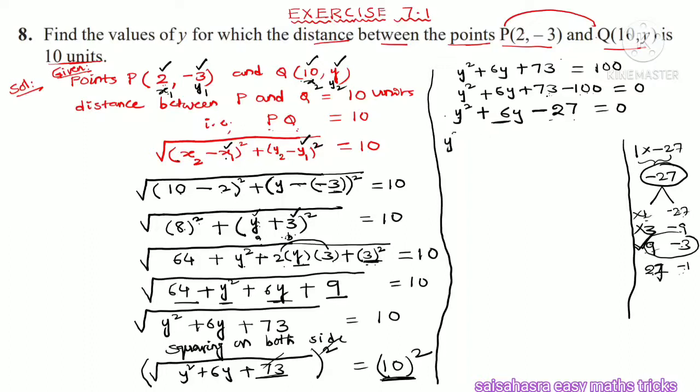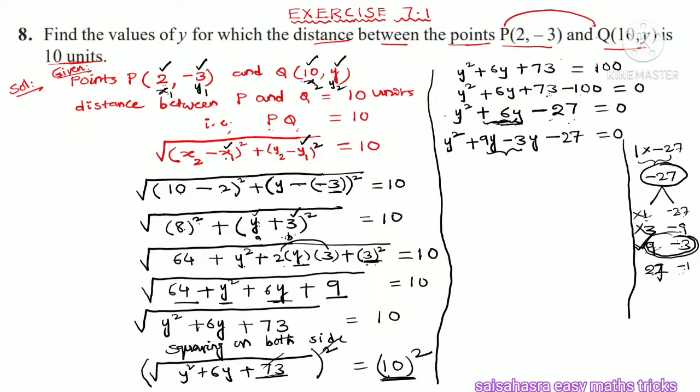First term as it is, last term minus 27 also as it is, equal to 0 as it is. Just the middle term we have to split. Instead of plus 6y we can write 9 minus 3, which gives 6. So I can write plus 9y, minus 3y. 9y minus 3y will give plus 6y. In this way we can split the middle term.